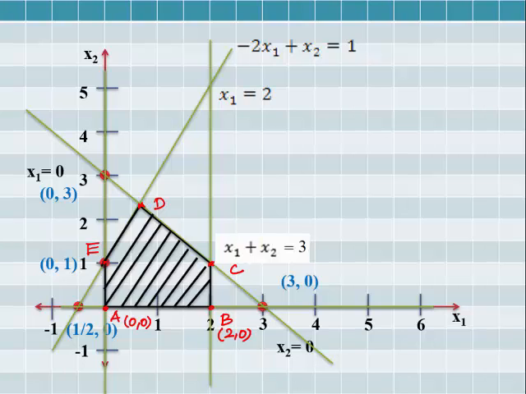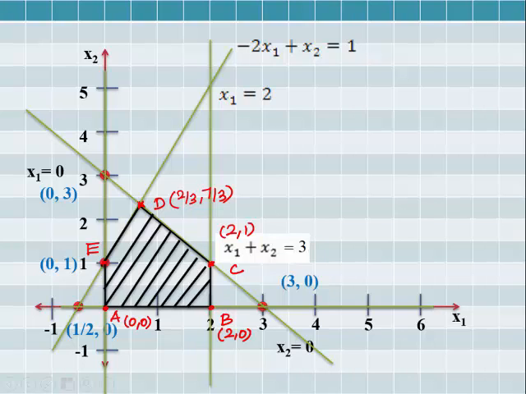Point C is the intersection of the two lines x1 plus x2 is equal to 3 and x1 is equal to 2. By solving these two equations we can get the coordinate position for this point C, that is 2, 1. The point D is the intersection of the two lines minus 2x1 plus x2 is equal to 1 and x1 plus x2 is equal to 3. By solving these two equations we can get the coordinate position for this point D as 2 by 3, 7 by 3, and point E is 0, 1.